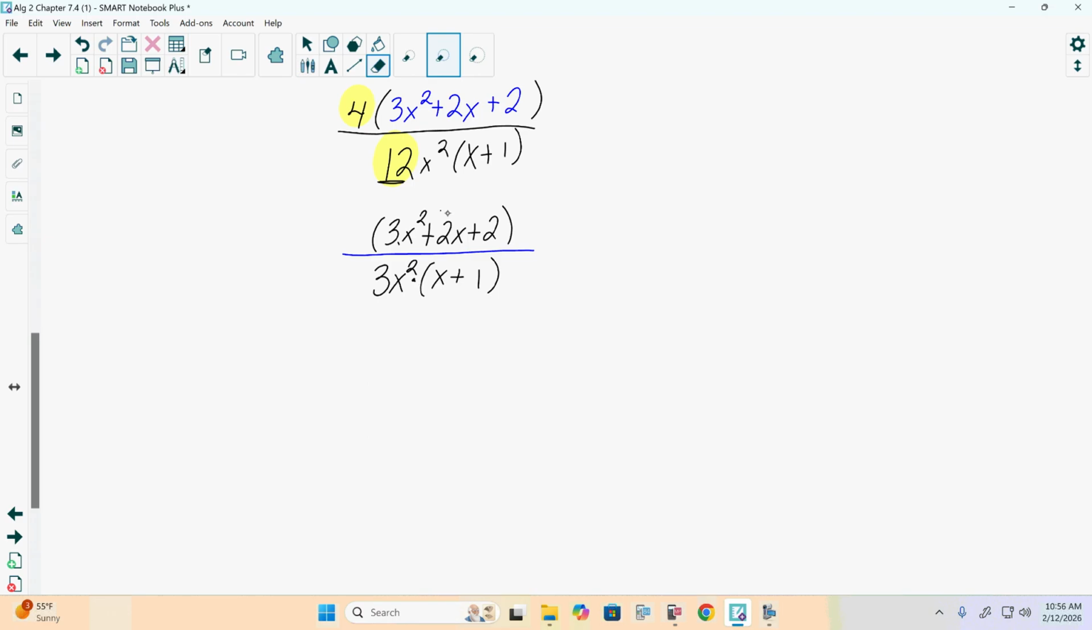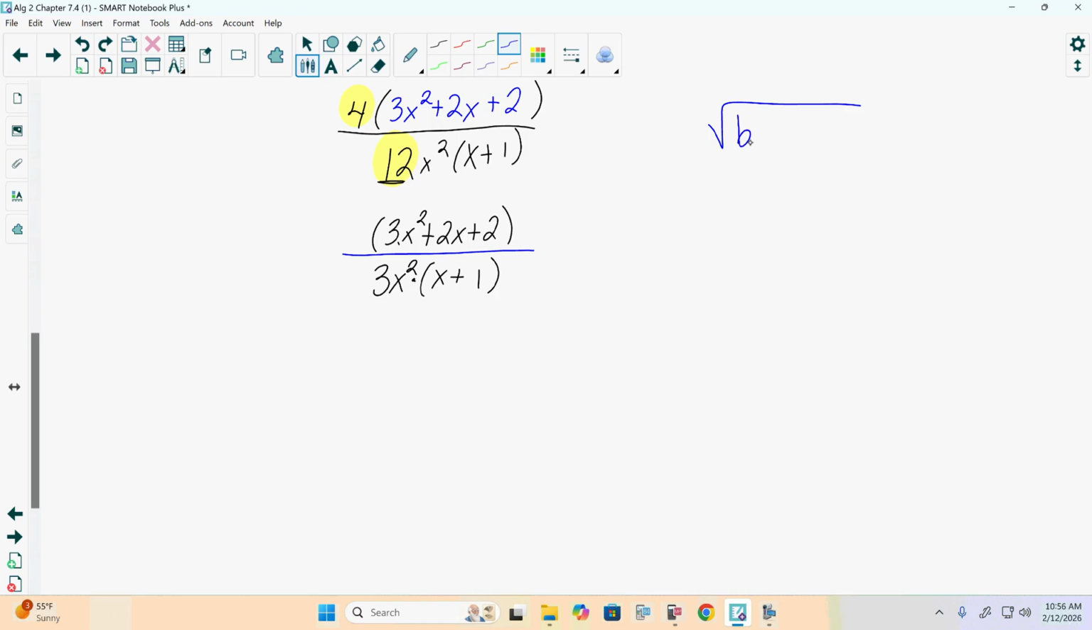Because if we had it as saying 3x squared times 2x plus 2, yes, we could simplify just like we did before. But because of that addition on top with the 2x and 2, it's stuck. This is most likely as simplified as it gets. The only way we can simplify further is if 3x squared plus 2x plus 2 factors. I don't feel like it does.